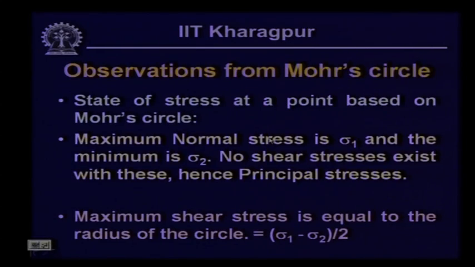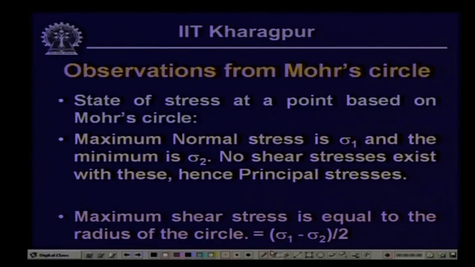Hence, from the Mohr circle we can observe that the maximum normal stress is sigma 1, which we have designated as the maximum principal stress, and the minimum stress is sigma 2, the minimum principal stress. At those two planes we have seen that no shear stresses exist, because being on the sigma axis, the values of shear stress are 0, and hence they are the principal stresses.